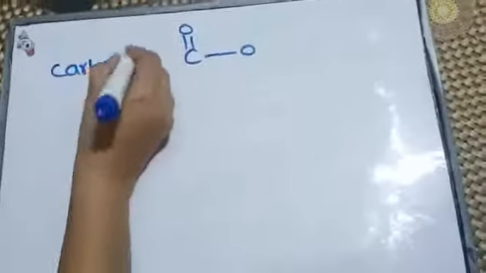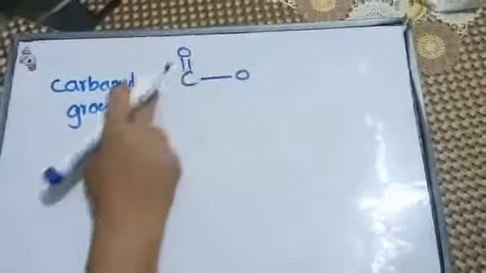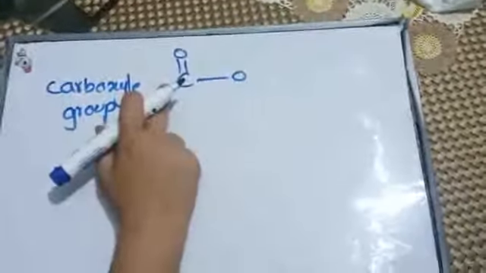First we should know what the carboxyl group is. When carbon is bonded with two oxygens in this way, that with one oxygen it is doubly bonded and with another oxygen it is singly bonded, then the group is known as the carboxyl group.